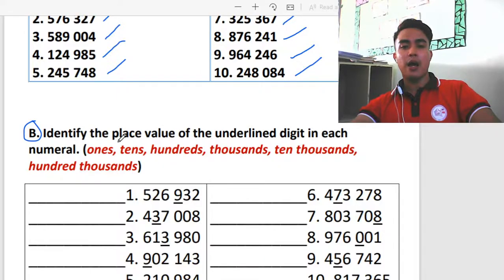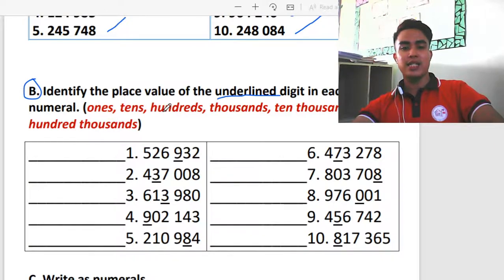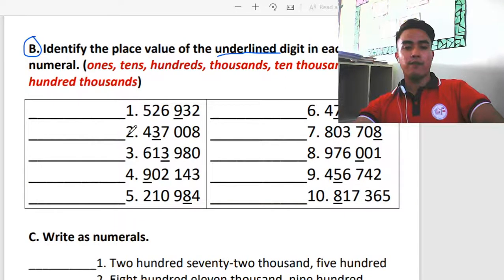The instruction is to identify the place value of the underlined digit in each numeral. You will say ones, tens, hundreds, thousands, 10,000s, or 100,000s. Your answer should be written on the blank, on the space provided. Number 1, the underlined digit here is 9. The place value of this number is ones, tens, hundreds. So you will write it here, hundreds. Just like that. Next is number 2, 3, 4, 5, 6, 7, 8, 9, and 10. You will be the one to answer.